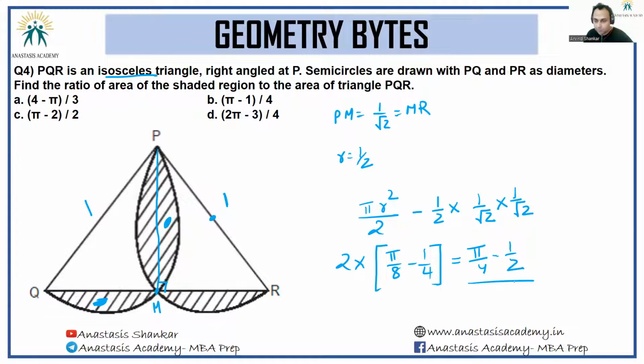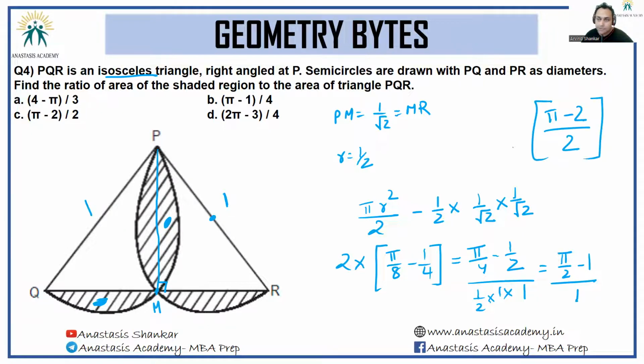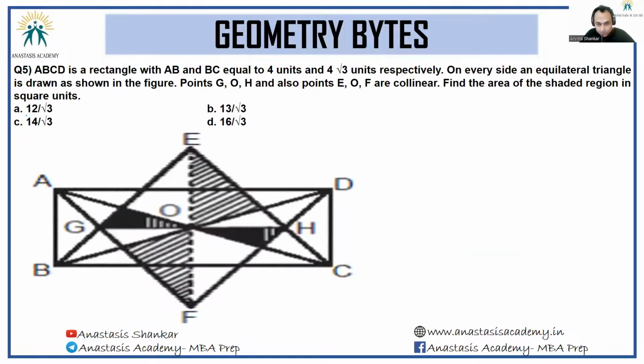So the ratio would be half into 1 into 1 gone. So I can take out half common. I'll be left with pi by 2 minus 1 by 1, or I'll be left with pi minus 2 by 2. This will be the final ratio, which is given to us in option C. This will be the answer.